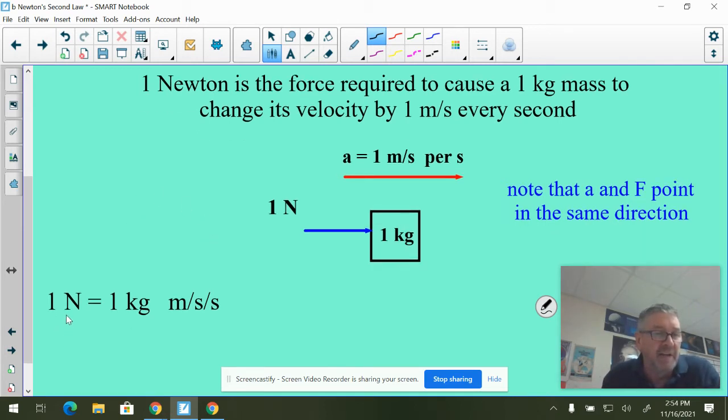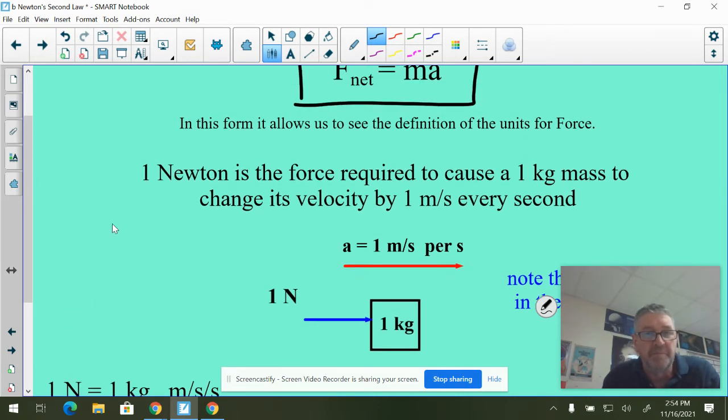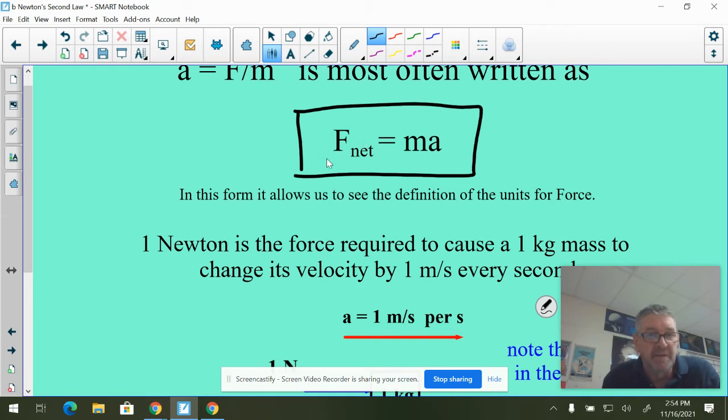So a newton is defined as a kilogram meter per second per second. And we're not going to write kilogram meter per second. If we have a force, we'll just write 1 newton. A capital N is the symbol for a newton. So here's your answer: force will be in newtons. Again, we typically write Newton's second law as F net equals ma, or the overall force equals ma.